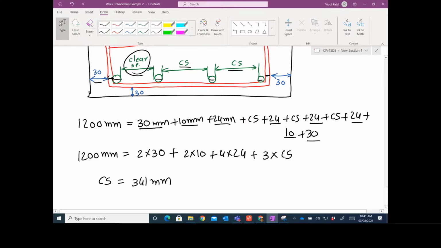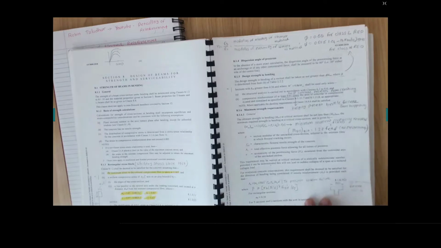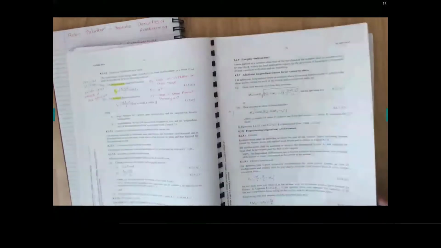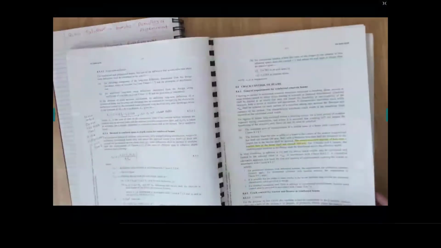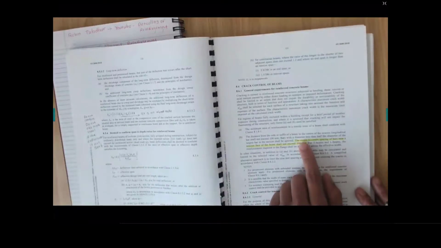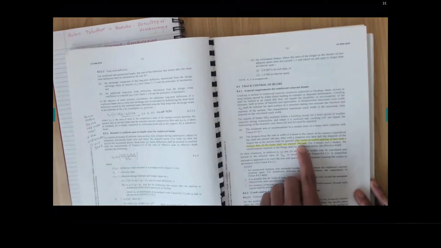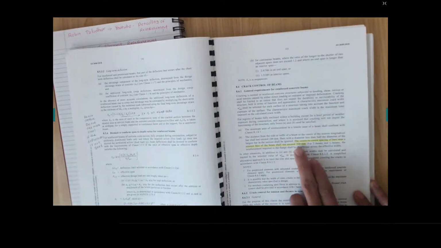Now there is a clause that will tell you. I think I will tell you where it is. You need to check whether the standard allows you to do 341 or not. So clause number 8.6.1b. There you go. Center to center spacing of the bar near the tension force will not exceed 300 millimeters. So please note this is a center to center spacing of 300 millimeters.